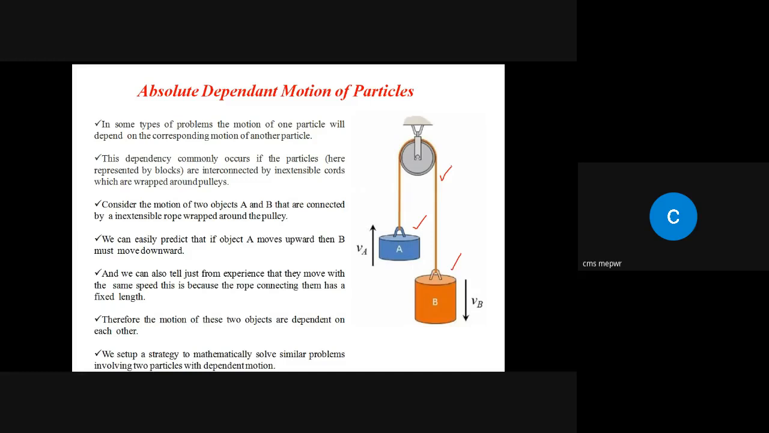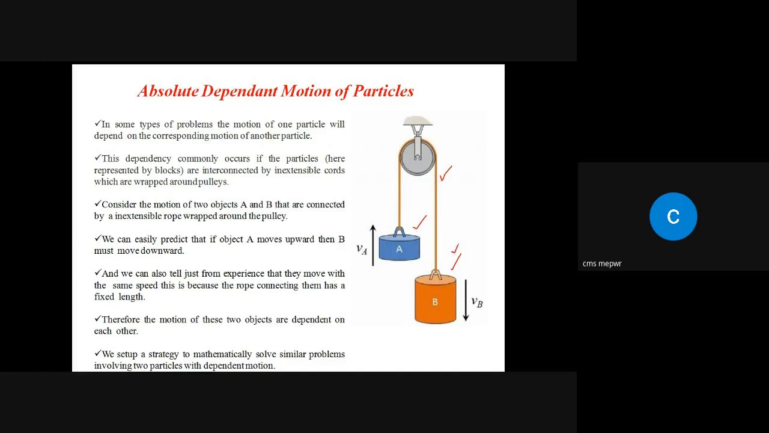In many problems, the motion of one particle sometimes depends on the corresponding motion of another particle. If we analyze that, we will be able to solve such cases in which the motion of one body, or one particle, is dependent on some other particle. So let us consider we have two blocks, block A and block B.